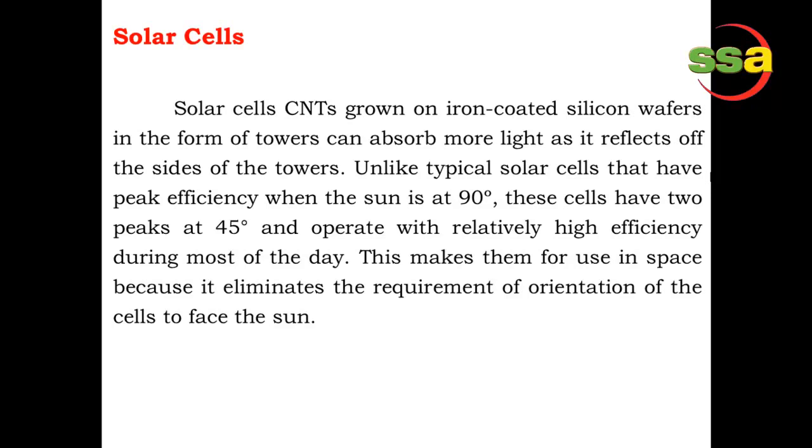Unlike typical solar cells that have peak efficiency when the sun is at 90 degrees, these cells have two peaks at 45 degrees and operate with relatively high efficiency during most of the day. This makes them suitable for use in space because it eliminates the requirement of orienting the cells to face the sun. You see, as explained, conventional solar cells always require facing the sun.